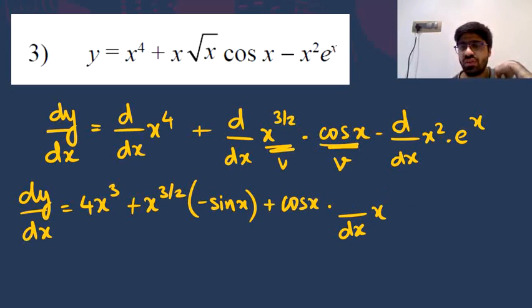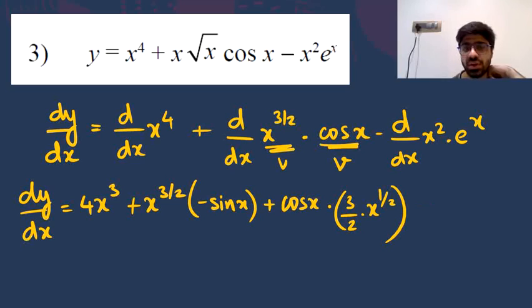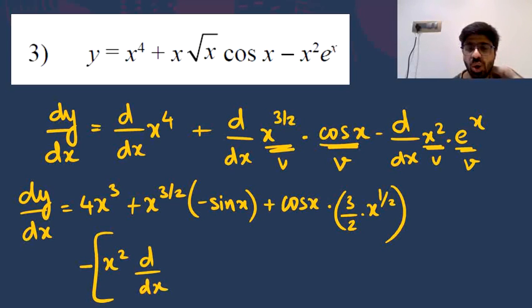But again the derivative of x power n, that will be n into x power n minus 1. So 3 by 2 minus 1, that will be equal to 1 by 2. Minus, let's continue it in the next line. We have d by dx of x square e power x. So that will be d by dx of u into v once again. So this will be u, that is x square. Let's write it in a bracket. Into d by dx of v, that is e power x. D by dx of e power x will be e power x.